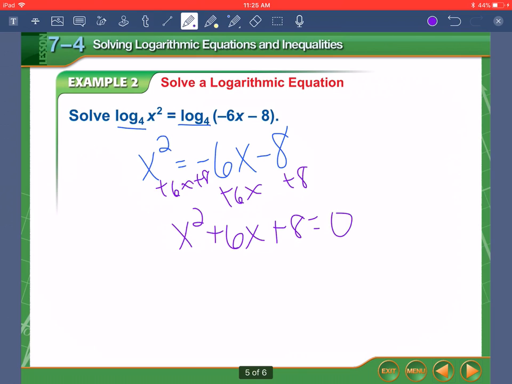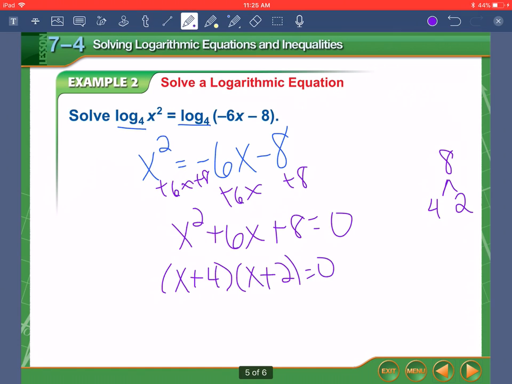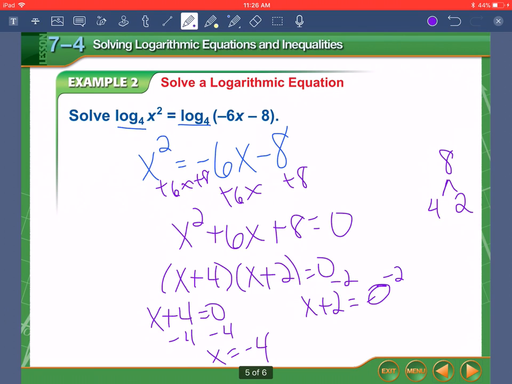And to factor it, I need factors of 8 that add up to 6, so that's 4 and 2. So my factors are x plus 4, x plus 2. So going into solving, I'll set each one equal to 0 and solve. So I get x equals negative 4, and x equals negative 2.